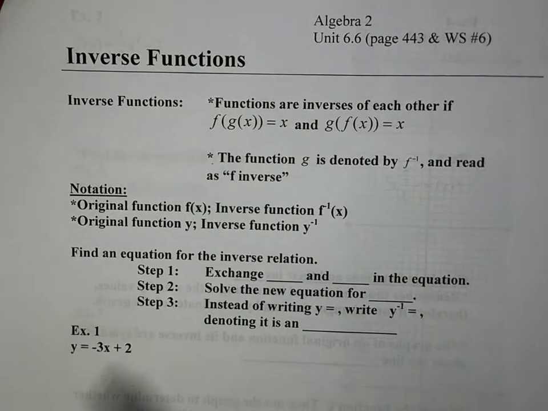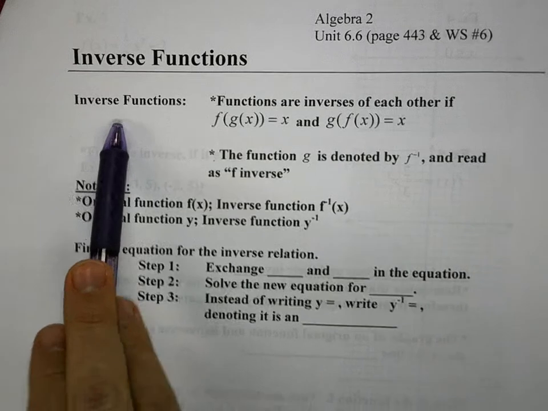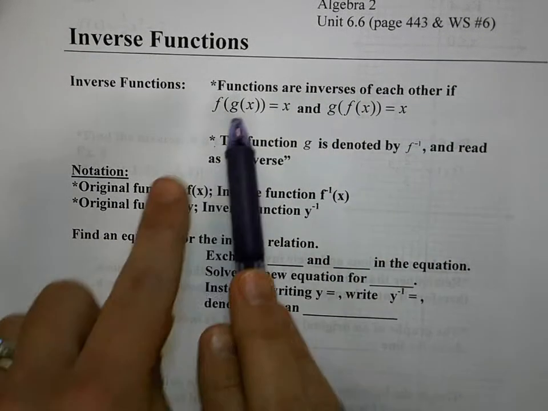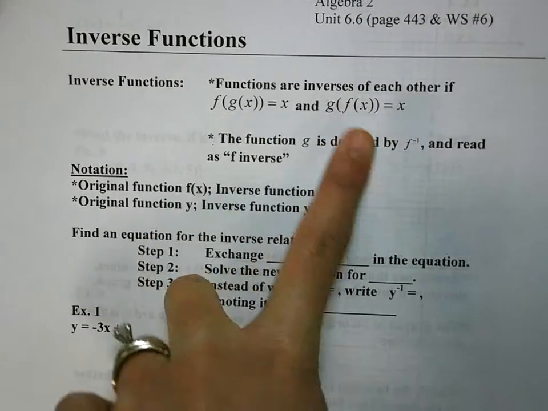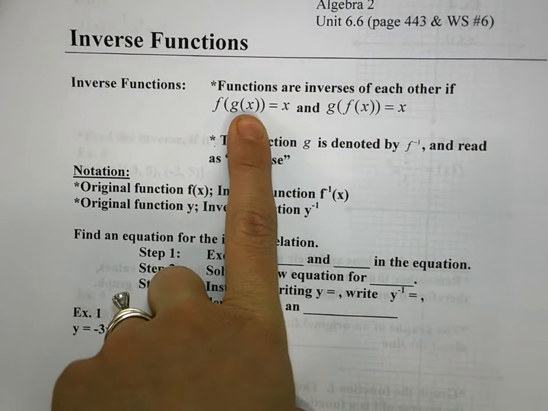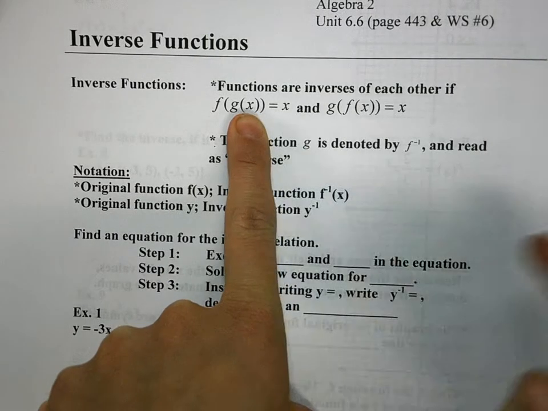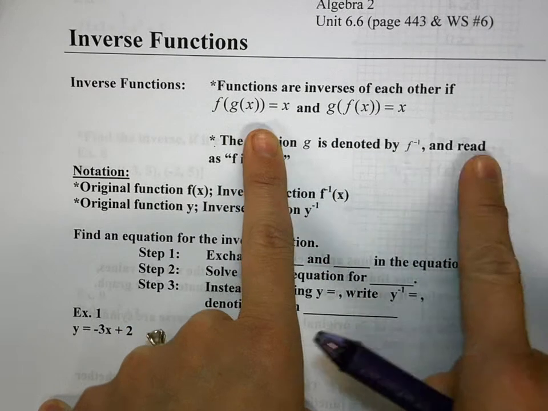Today we are doing inverse functions. Okay? Inverse functions are inverses of each other if f of g of x equals x and g of f of x equals x. So what this means is if you plugged in x for g and you got your answer, and then you plug that answer in for f, you'd end up getting x as the answer. Okay? And then vice versa.